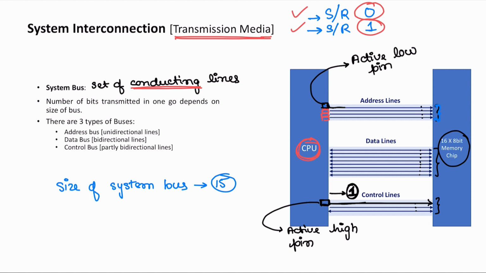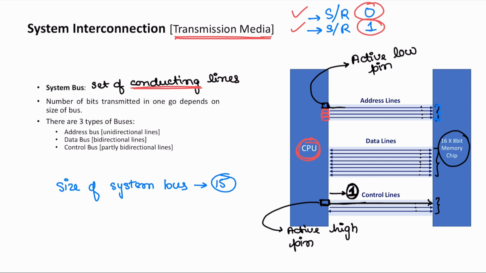Now we can further classify this system bus into three categories. We will be discussing what I was just saying, that it all depends on the type of lines. So basically this whole system bus is categorized into three things, and this classification is based on the kind of information that is transmitted through them. So let's understand these categories with an example.